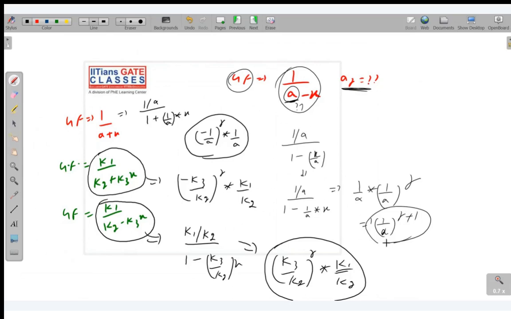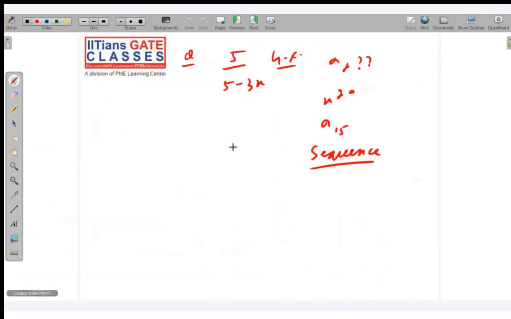Please take snapshot. I will jump to the next slide now. Okay. So next is 5 upon 5 minus 3x. This is the generating function given. We want to find the numeric function, the x power 20 coefficient, a15 and the sequence.